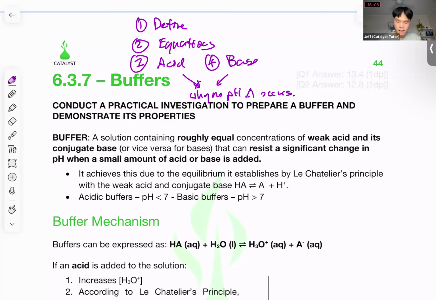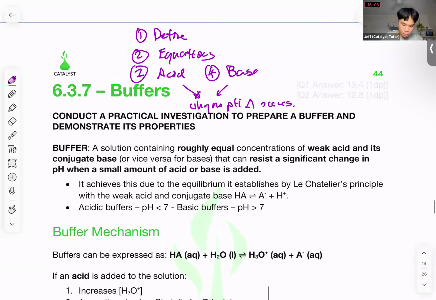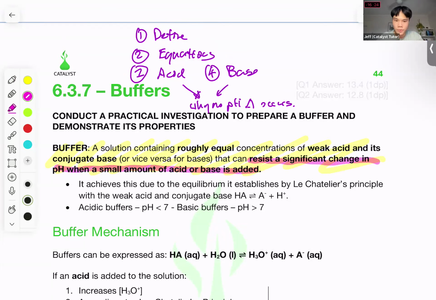that you'll come across. So for a buffer definition, it is a solution containing roughly equal concentrations of weak acid and its conjugate base, or vice versa. And the function of the buffer is that it can resist a significant change in pH when you add acid or base to it. Now, there's a limitation that when you add a certain amount of acid or base to the buffer, at some point you will consume all of the buffer and you'll have no buffer left. In other words, you've reached buffer capacity.